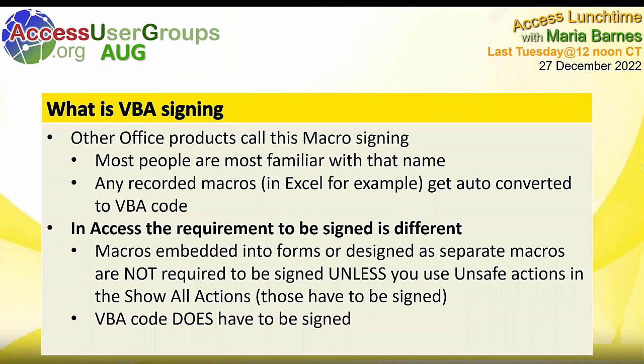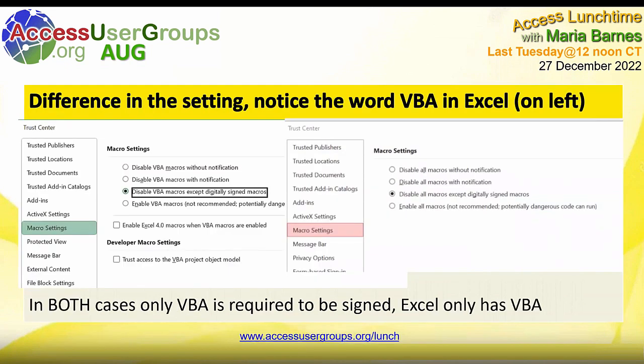What are we talking about here? First of all, let's take a look at where you set this. And setting this is done in the Trust Center. So on the left side here, where the macro settings is highlighted in green, that's what you see in Excel. And on the right side, where the macro settings is highlighted in red, that's what you see in Access.